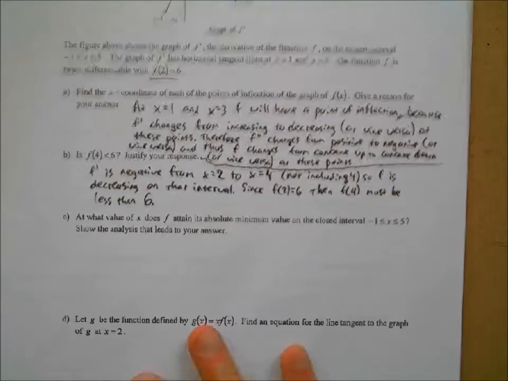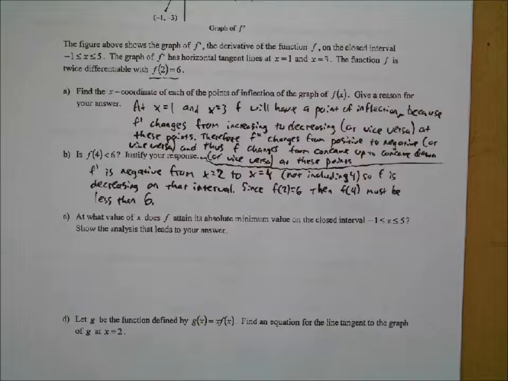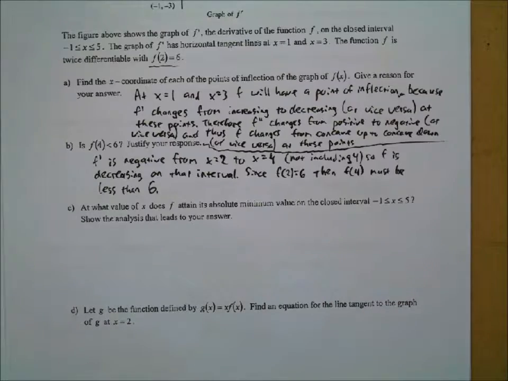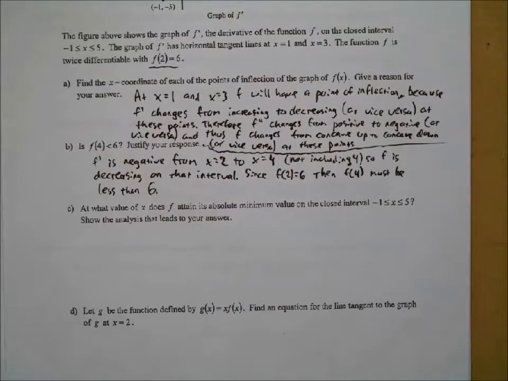Is this the only way to say this? No. Is there a better way to say it? Maybe. But I think that hits all the important pieces of information. Starting with information that we already have, both from the words up here and from the graph, and then reasoning towards what we're trying to conclude or justify: that f of 4 must be less than 6. I think that's pretty sufficient. Okay?